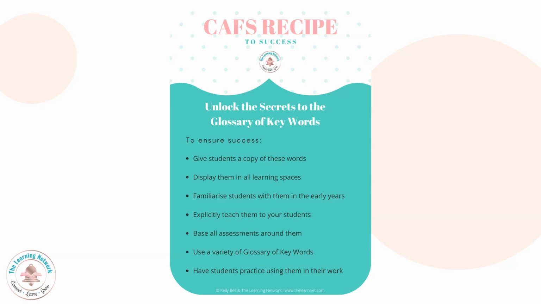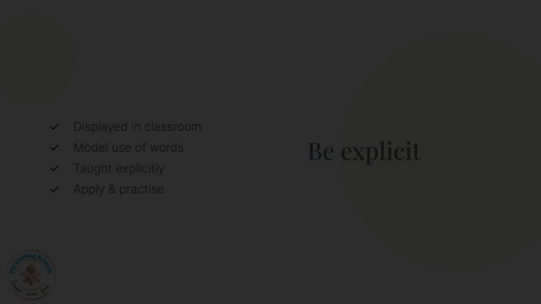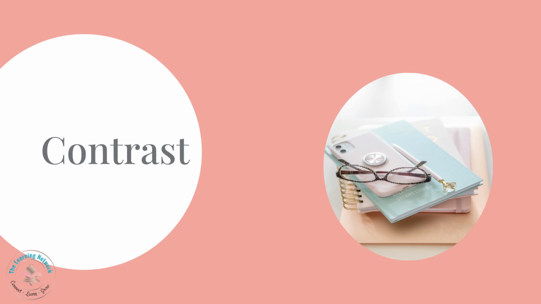Using a glossary of keywords, a variety of these words, is also important. And the best thing is having students practice using these words in lots of different ways. We need to be really explicit. Displaying them in the classroom and modelling these words is so important. When we teach them explicitly, we're getting the students to be able to apply these in lots of different ways, as well as practicing and providing lots of different feedback for their responses. So let's dive into contrast.